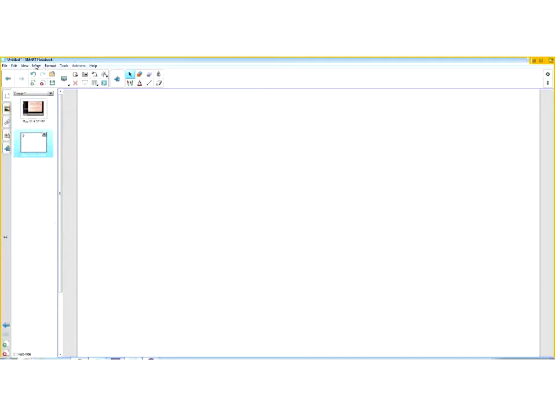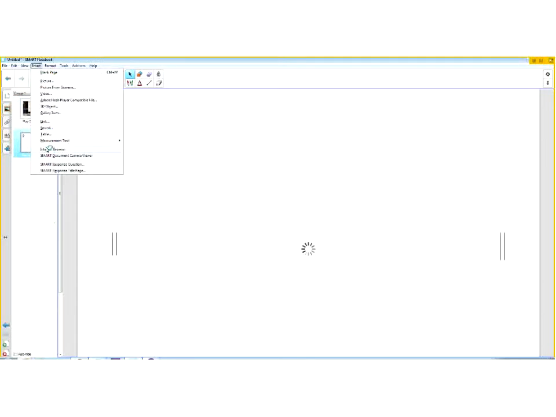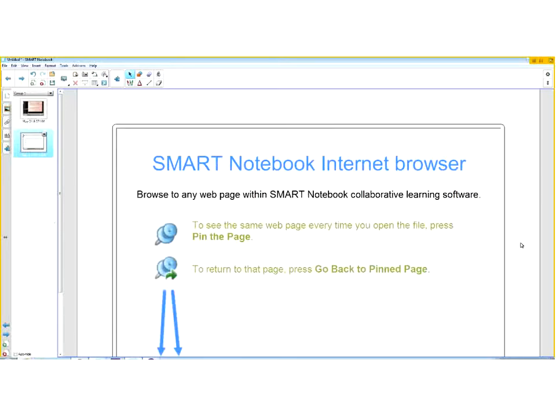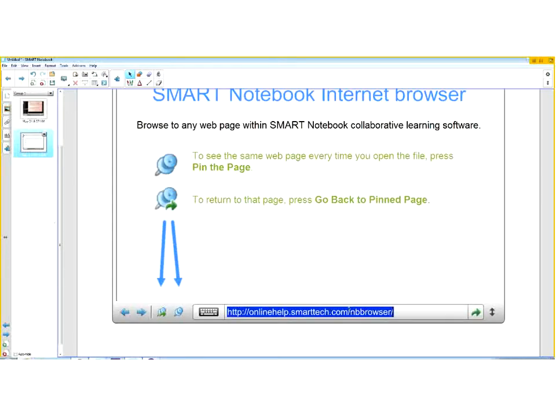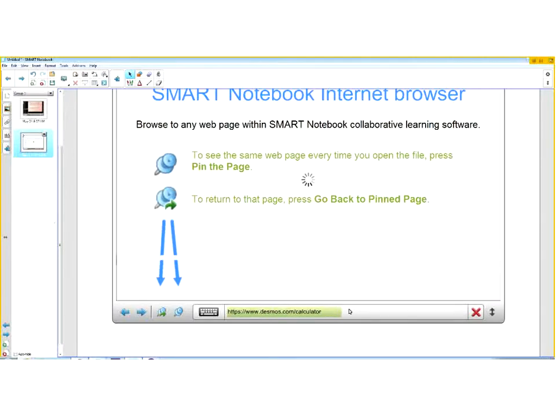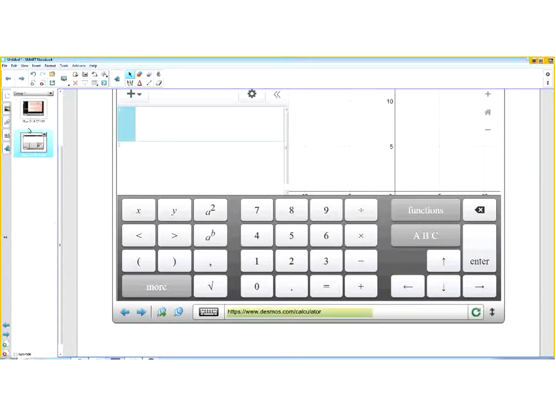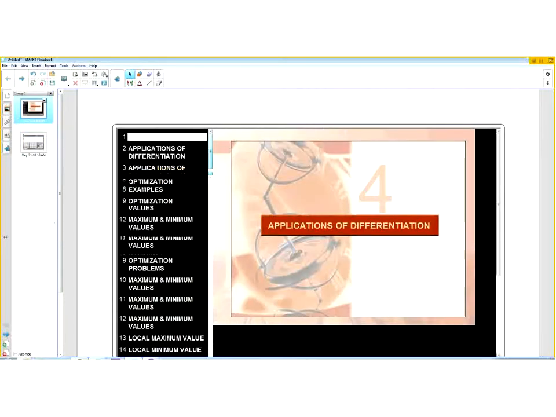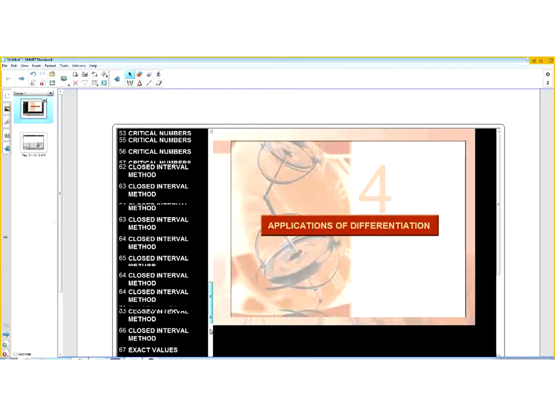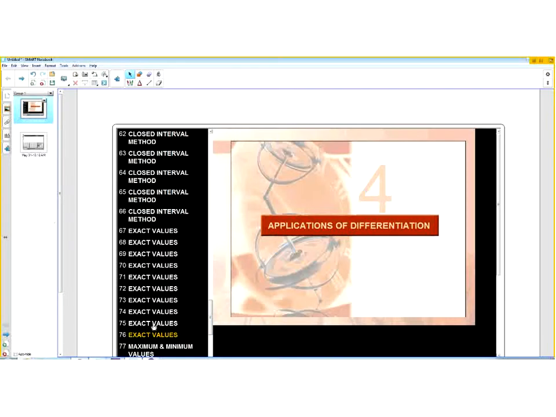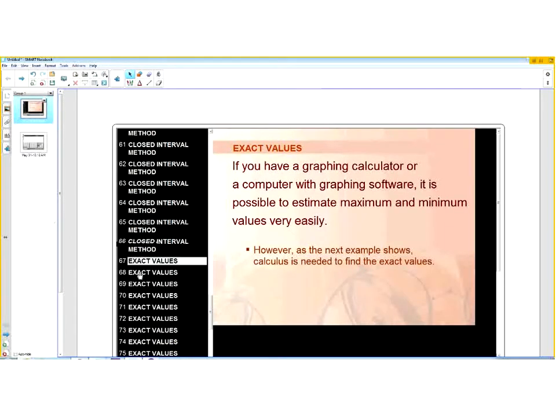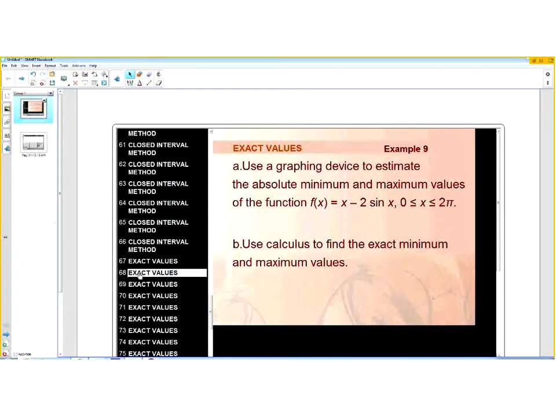So we're going to do what he says. We'll pull up our class calculator, so this will be www.desmos.com/calculator. All right, and so what was the function? Let's see, what was it? x minus 2 sine x on 0 to 2 pi.